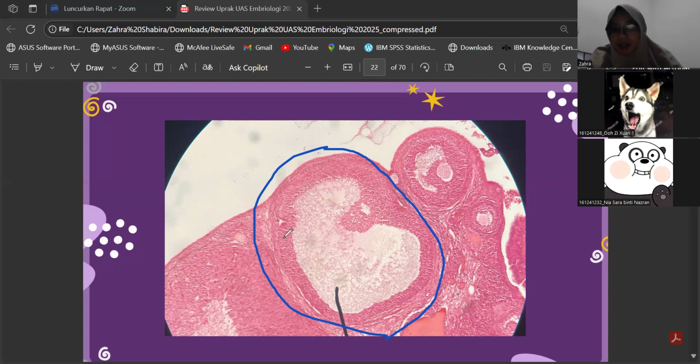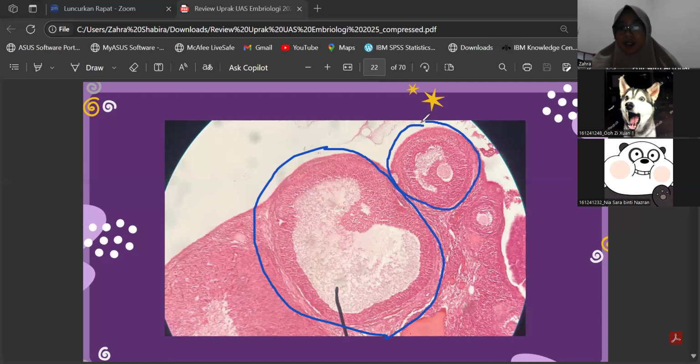Do you find oocyte? Yes. Okay, if you find oocyte, what are you going to answer? Tertiary follicle. Okay, if there is no oocyte over there, what are you going to answer? Atretic follicle. Okay, correct.